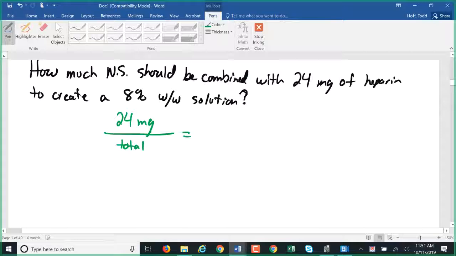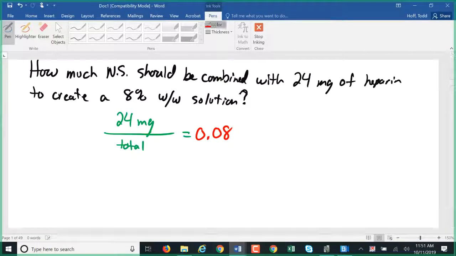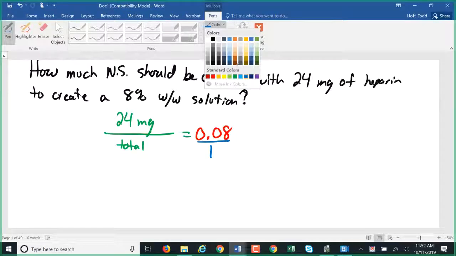This one requires us to find the total amount of the solution. We have 24 milligrams of heparin. That is the serum, so that's going to be on top. Looking for the total, that has to equal 8% or 0.08 if I put it in as a decimal. So I need to solve to figure out what this number is, total. Even though I put this in as 0.08, it's easiest if I make this a proportion, since the number I'm looking for is on the bottom of the ratio, and cross multiply and divide.